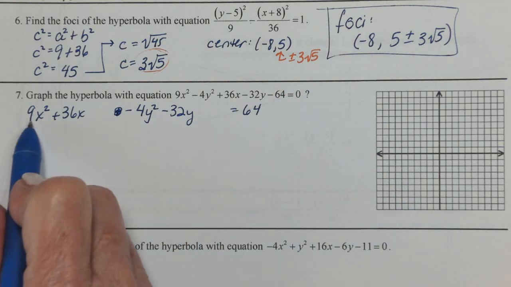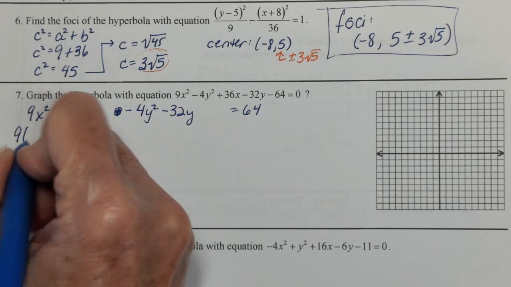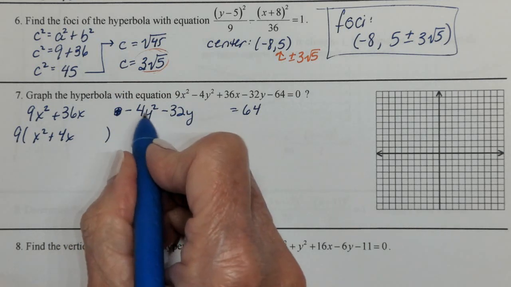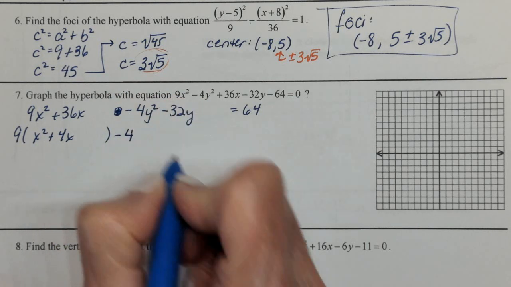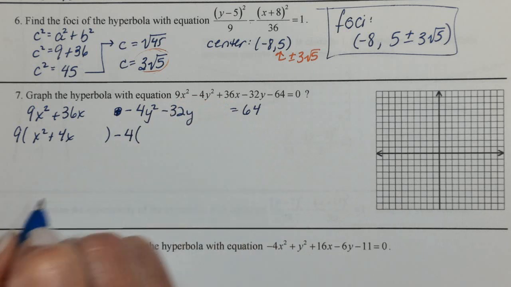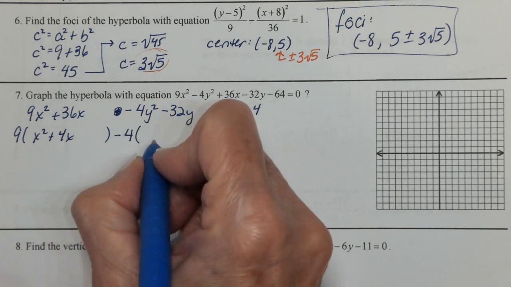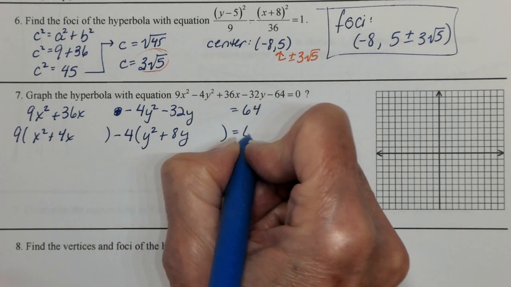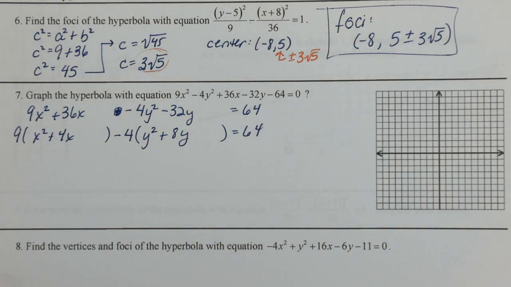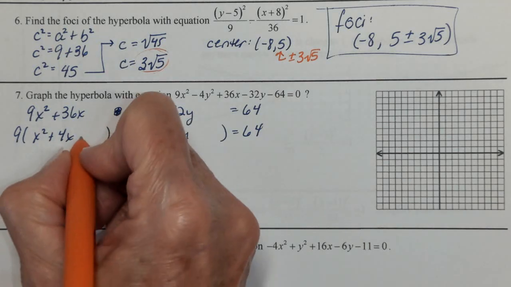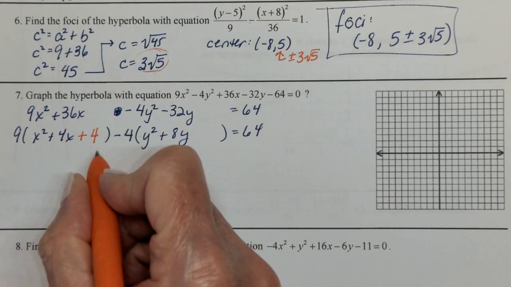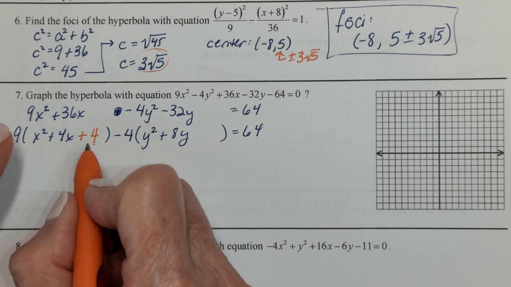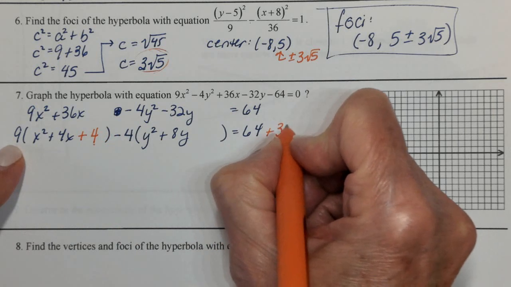Okay. I need to factor a 9 out of the x's. Leave a space. I need to factor a -4 out of my y's. And be careful, you're factoring a -4 out. So this will be y squared plus 8y. Okay. Complete the square on your x's. Half of 4 squared is 4. 9 times 4 is 36, so we're really adding 36 to this side. So I need to add 36 to the other side.